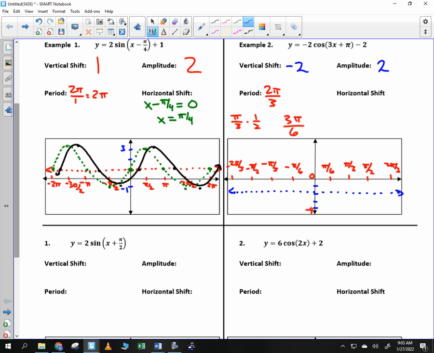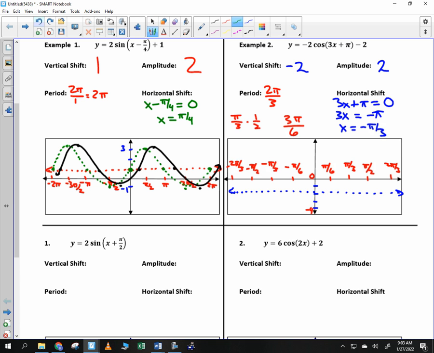So we take 3x plus pi and we set it equal to 0. How do I solve that? Subtract what? So I get 3x is equal to negative pi. Now what? Divide by 3, and I get x is equal to negative pi over 3. So there is a horizontal shift. We will show that graph here in a second.